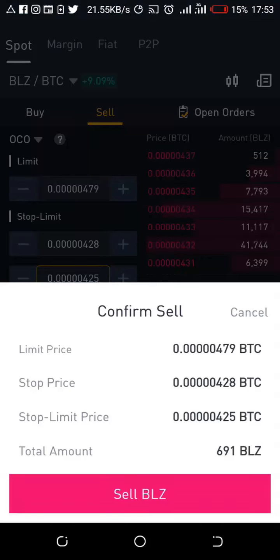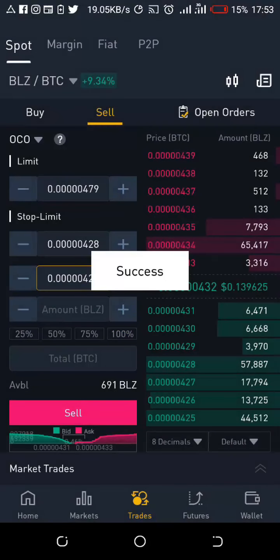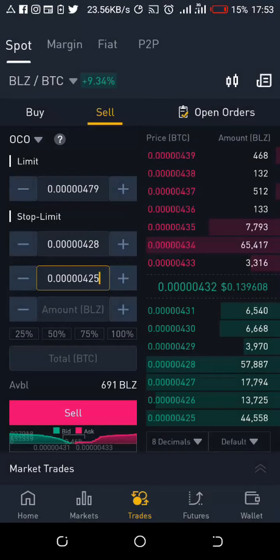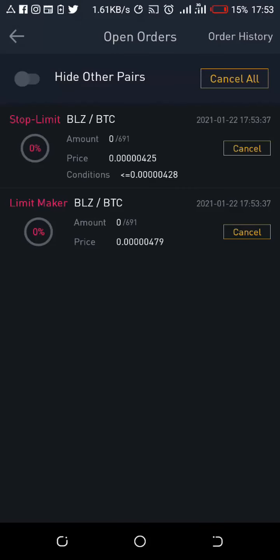The limit price 479, stop price 208. Sorry, 428, then stop limit price 425. Then we are selling 100% of what? BLZ, which is 691. So we click on sell, and that's success. So we open the open orders again. As you can see, we have adjusted this trade.